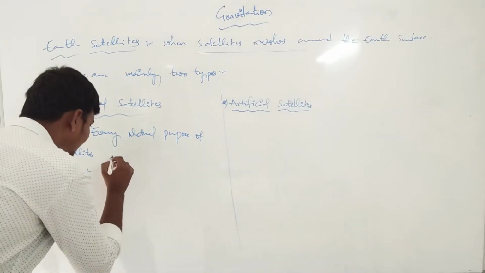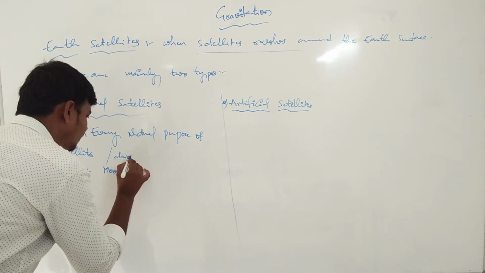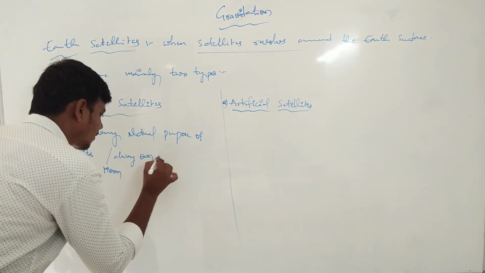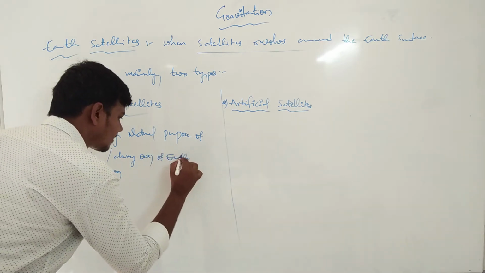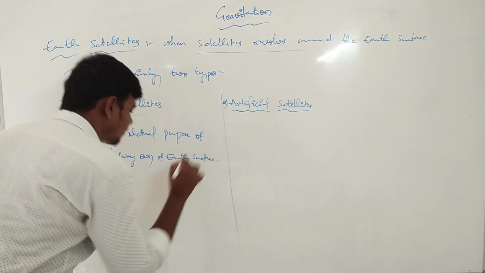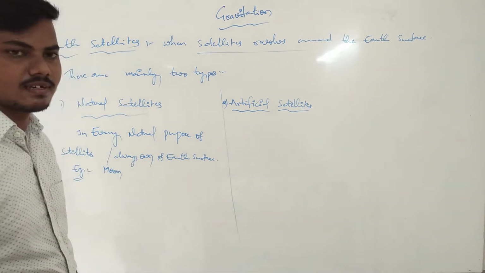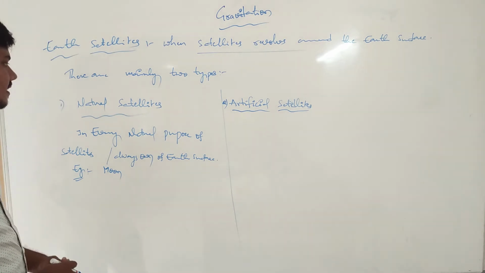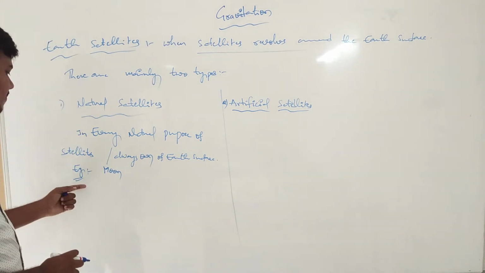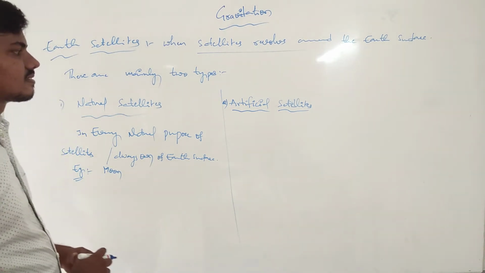A natural satellite always revolves around the Earth naturally. The Moon is the best example we can take.